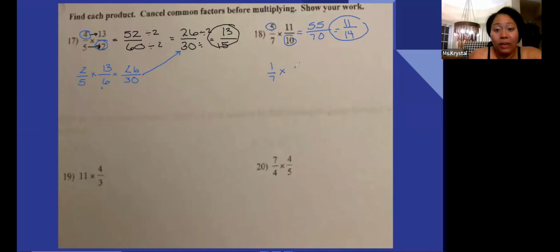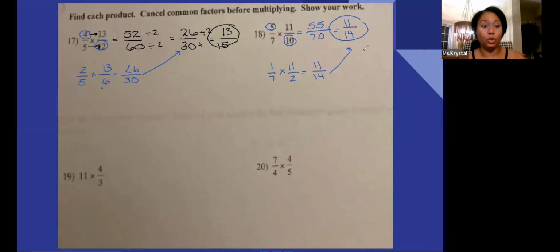And then 10 divided by 5 is 2, so it would be 11 over 2. 11 times 1 is 11, and 7 times 2 is 14. So as you can see, that's how we got there. So a lot easier if you can do some cross multiplying. But sometimes it is a little tough, and it's okay if you need to take a little extra time on the actual problem. Okay, let's look at number 19.